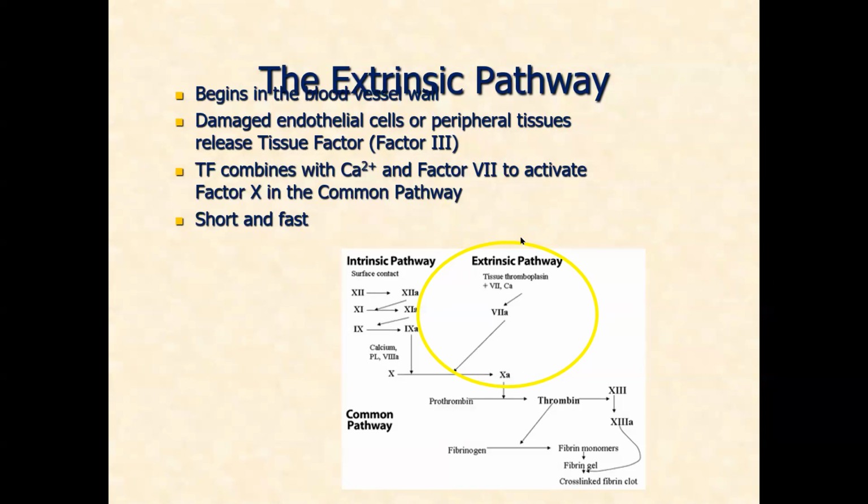So what happens during the extrinsic pathway? The extrinsic pathway starts with the damaged endothelium. So that's the endothelial cells from around the damaged area releasing tissue factor, right? And tissue factor is also called factor 3.